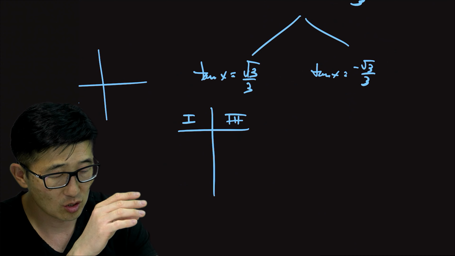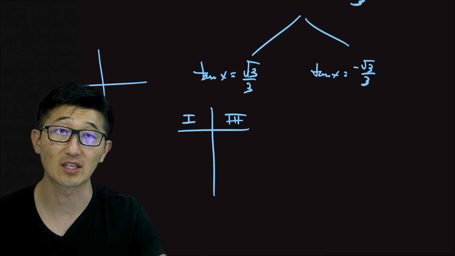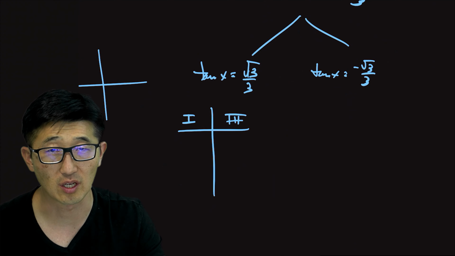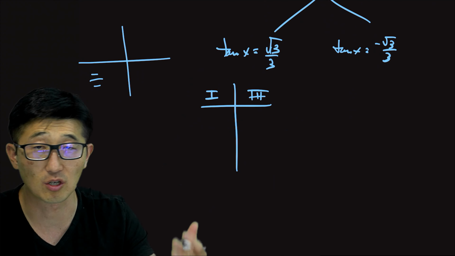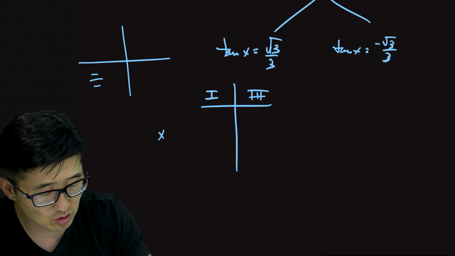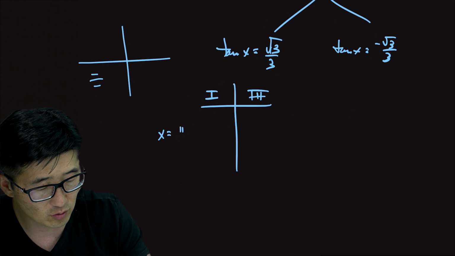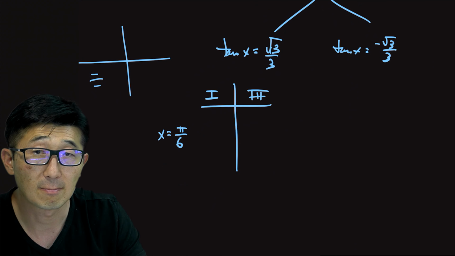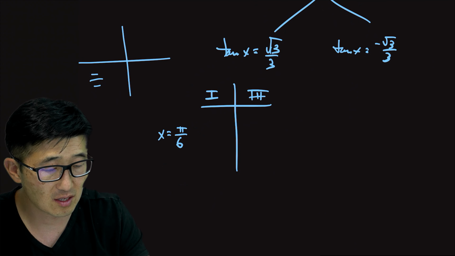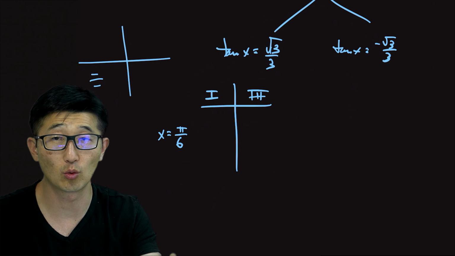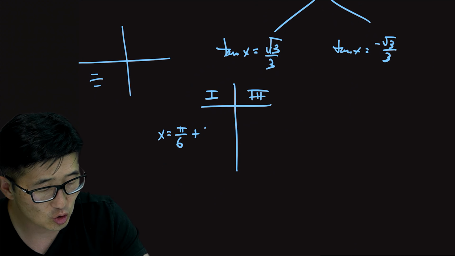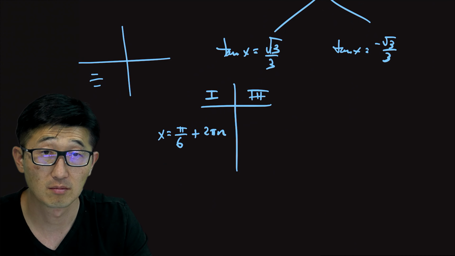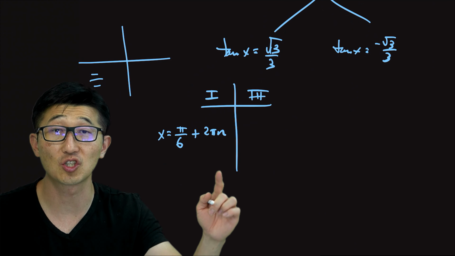Every trig function will usually have two options. So the question is this: in quadrant one, what's our reference angle? Well, our chart gives it away. It's x equals pi over 6, right? So you naturally just write this: x equals pi over 6 plus 2 pi n. Just naturally start off with that.